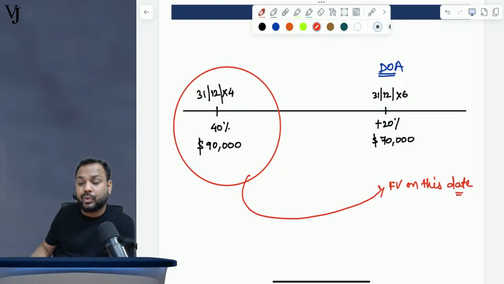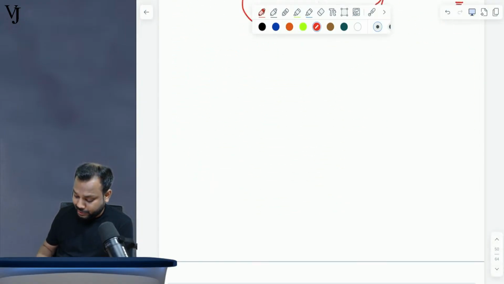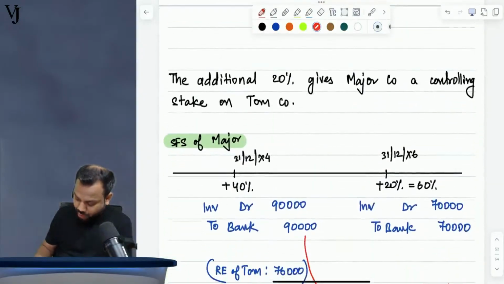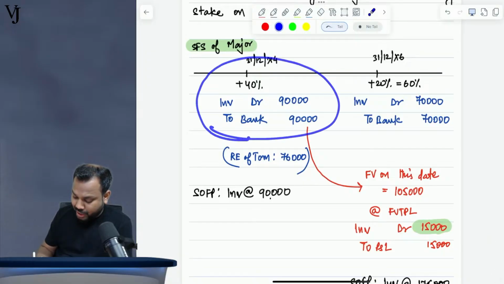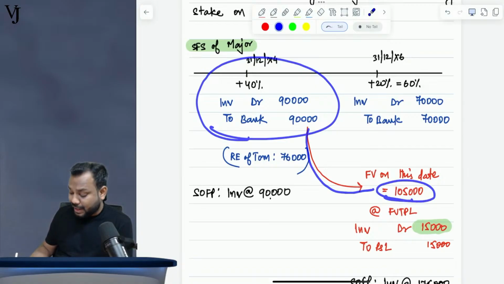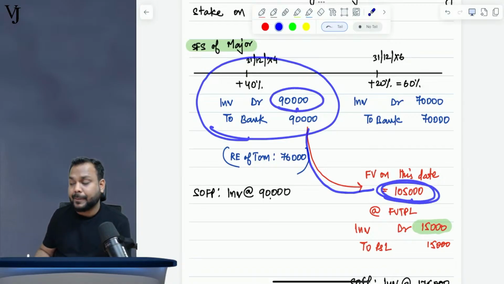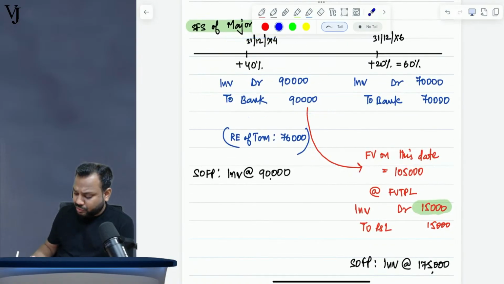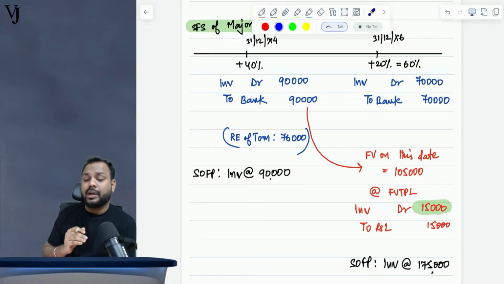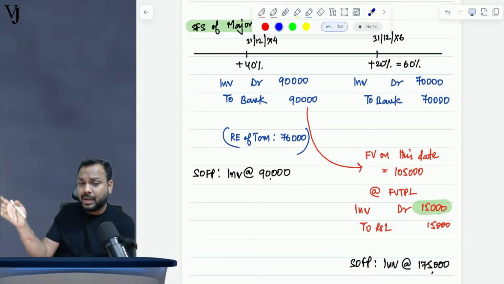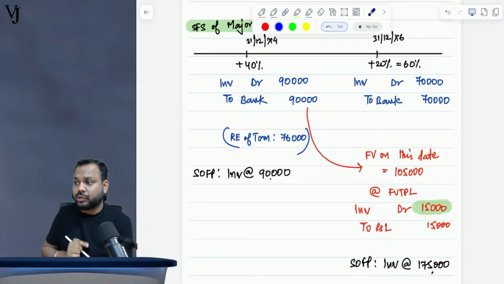and then compute goodwill. See here, I have taken up a question. While computing goodwill, this was the cost at which we acquired 40%. The fair value as on this date is 105,000. So while calculating goodwill, I will take 105 and I'll not take 90. So this is what I wanted to discuss here. The difference goes to P&L. So what is the journal entry in the consol FS? The journal entry is investments account debit to consol RE.